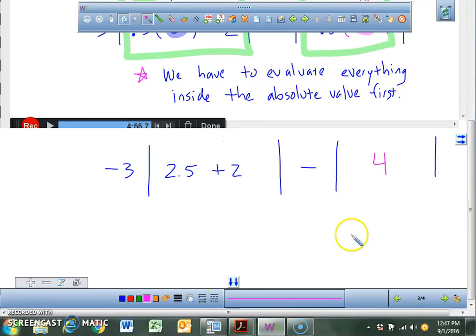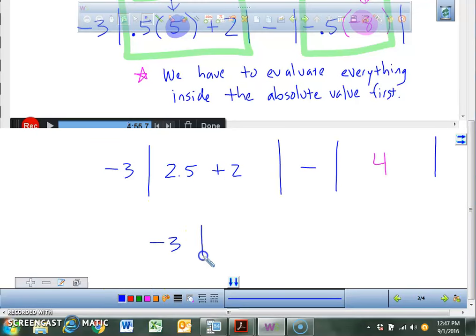All right. Now, we can combine these. We have negative 3 times the absolute value of, what's that added together? 4.5, minus, now, what I'm going to do is I'm actually going to evaluate this. What is the absolute value of a 4? 4. So right here, we're just going to put 4. The absolute value of 4 is 4.